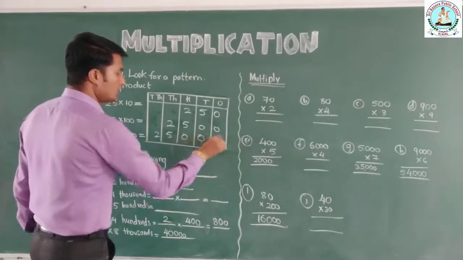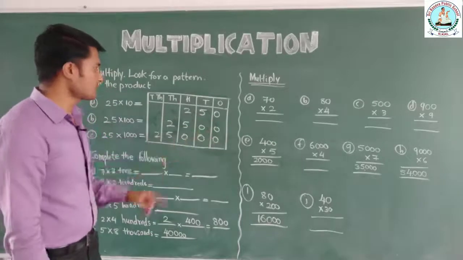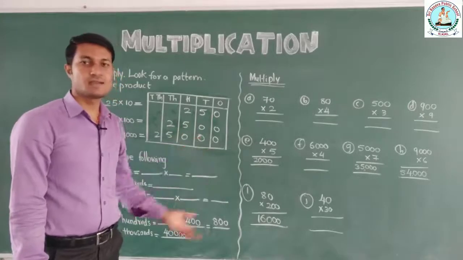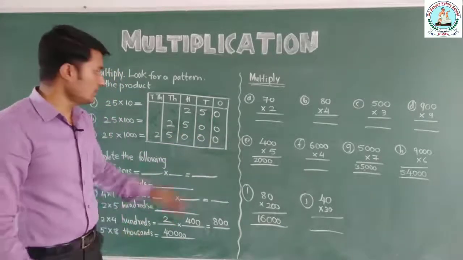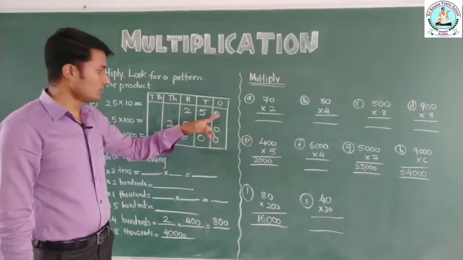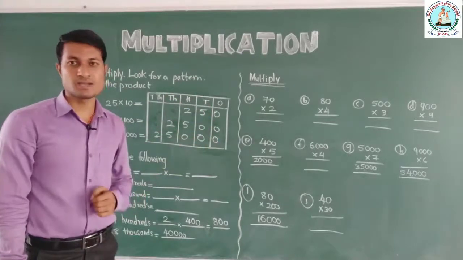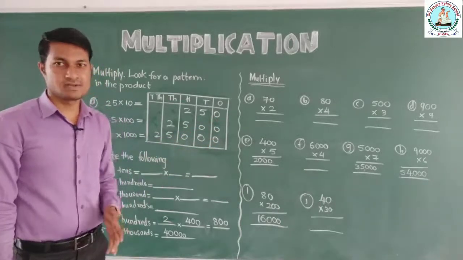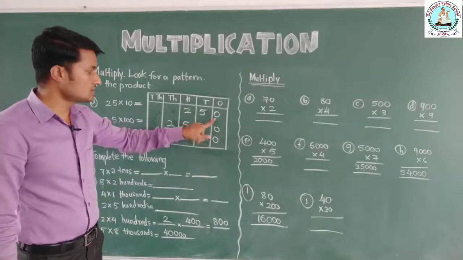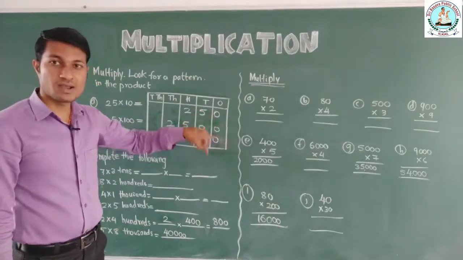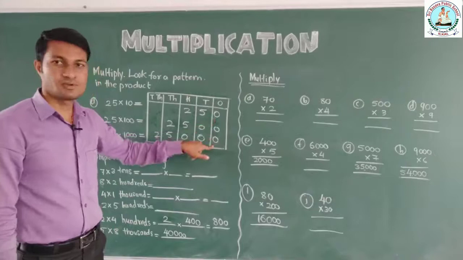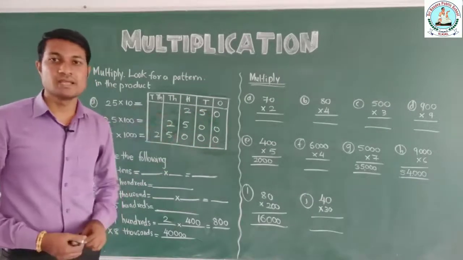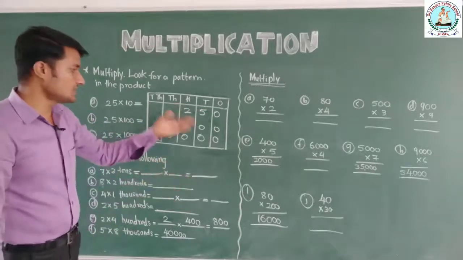1, 2, 3. So just observe all these products. 250 is having 1 zero. Then 2500 is having 2 zeros, and 25,000 is having 3 zeros. So when you look at all these products, what pattern can you observe here? Each time the number of zeros has been increased by 1. So this is the pattern we can observe in these products.